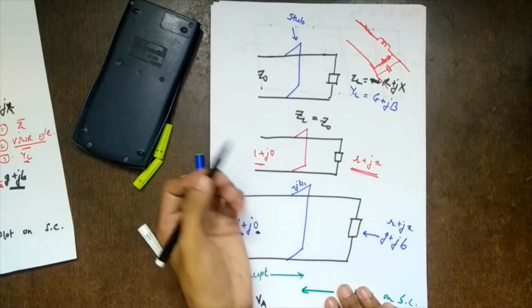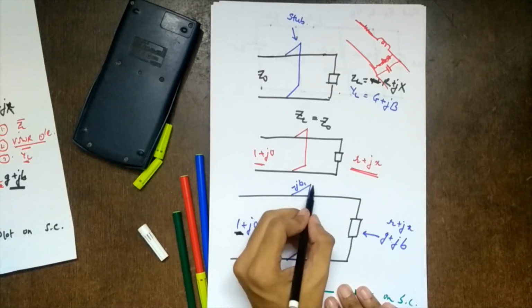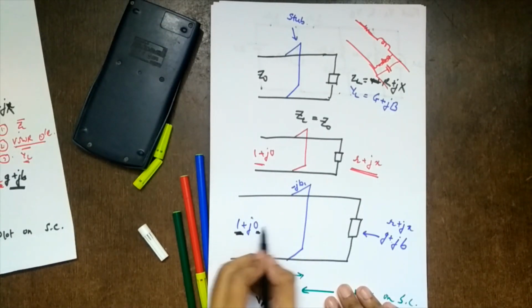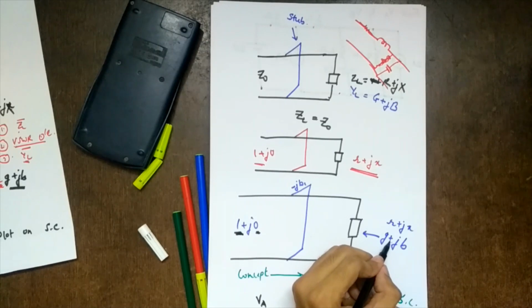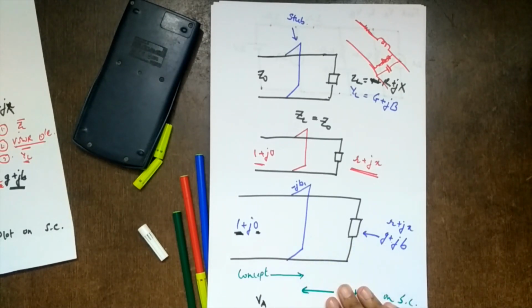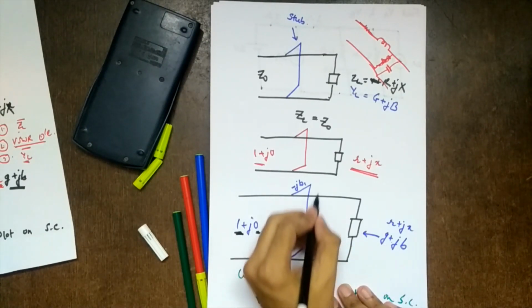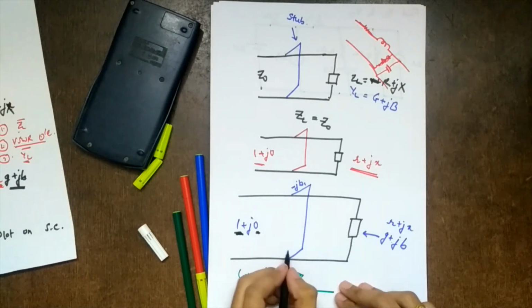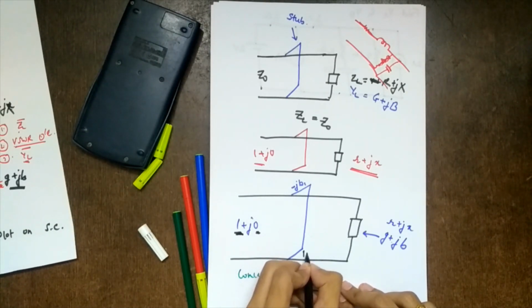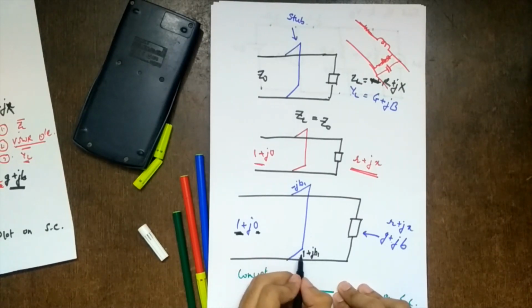And let's assume it is a capacitor, so it will have a minus jB1. So 1 plus j0, and this is minus jB1. I have to make it G plus jB. So what will we do? If this is changing only the reactive part, what will I get here? 1 plus jB1. What should I get here? 1 plus jB1.